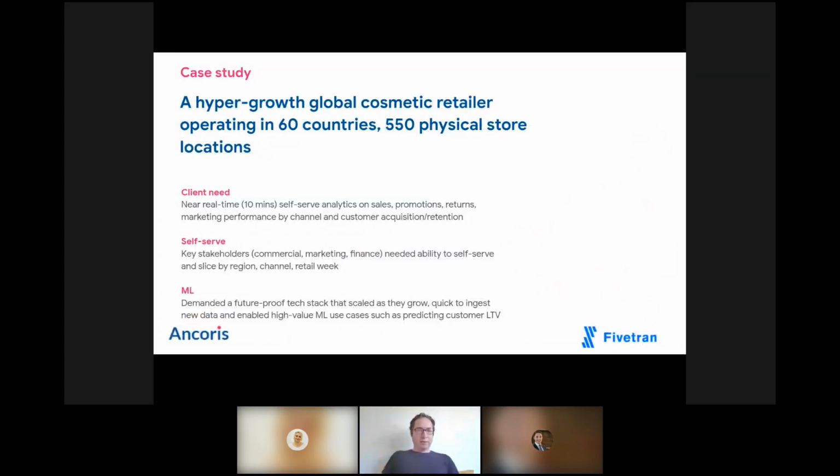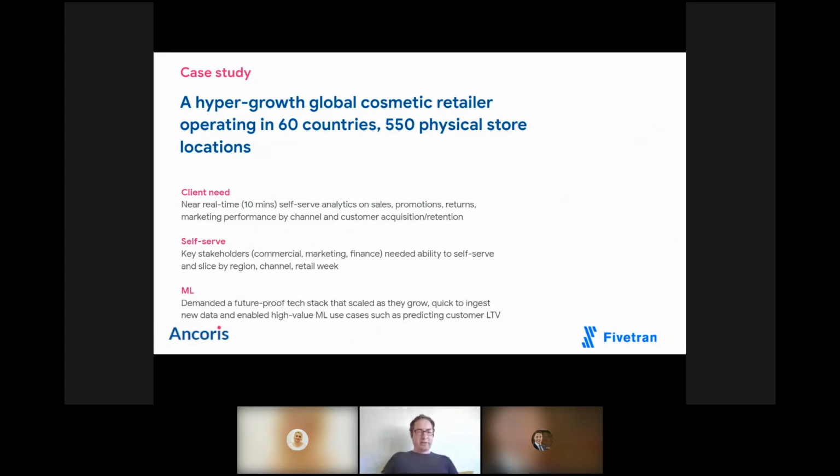Okay, so we worked with a hyper-growth global cosmetic retailer. Now they're operating in 60 countries. They had 550 physical store locations, a combination of their own boutique stores, and they would also sell in third-party concessions such as Harrods, Selfridges, Nordstrom across the US.